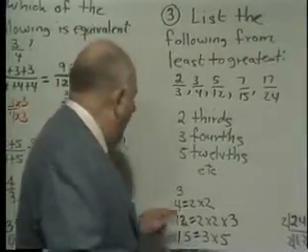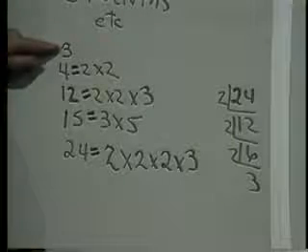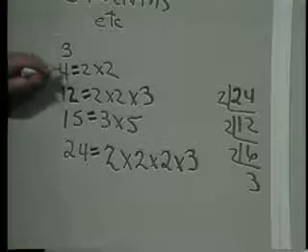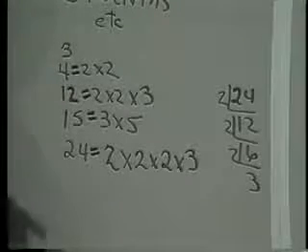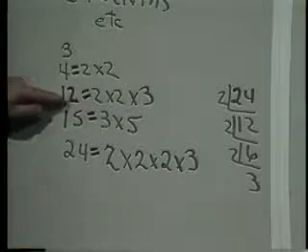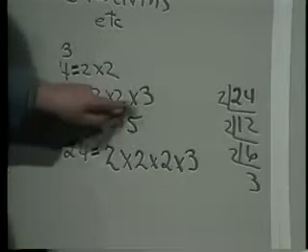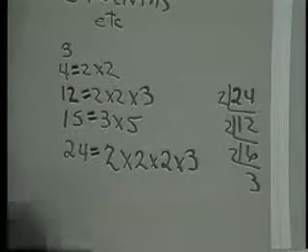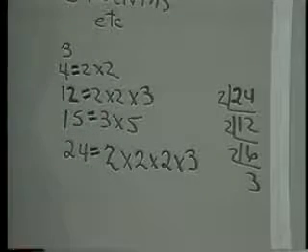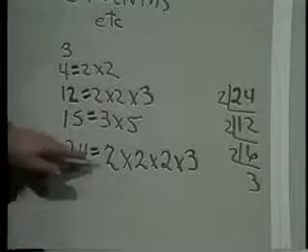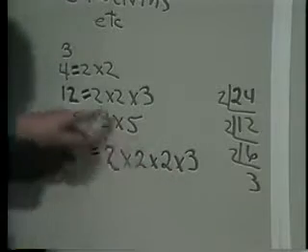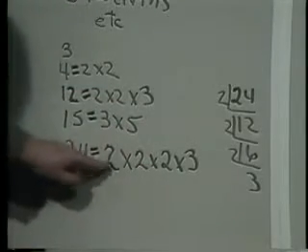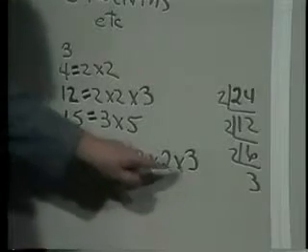And the way we do that is we break each of the denominators into prime factors. You see, the 3 is already a prime. 4 breaks down into 2 times 2. 12 breaks down into what? 2 times 6, but 6 is 2 times 3. So you can check this: 2 times 2 is 4, times 3 is 12. 15 breaks down into 3 times 5. 24 breaks down into 2 times 12. And 12 we just saw was 2 times 2 times 3. So 24 is 2 times 2 times 2 times 3.